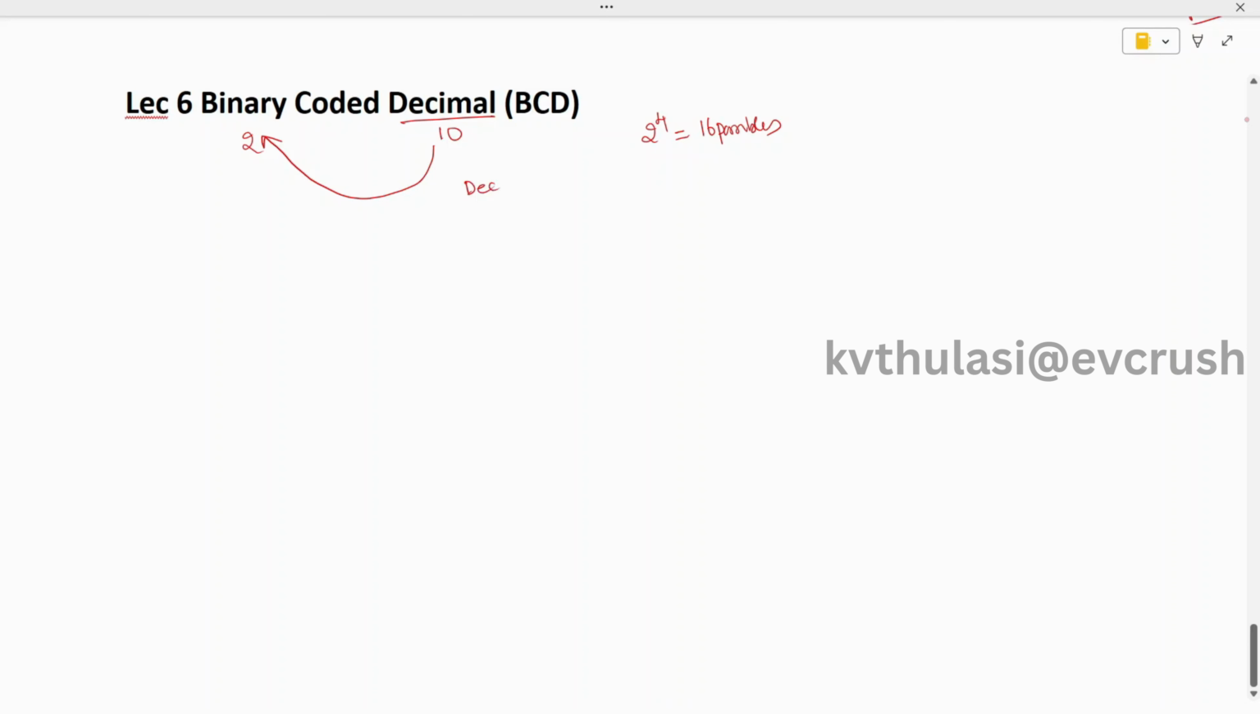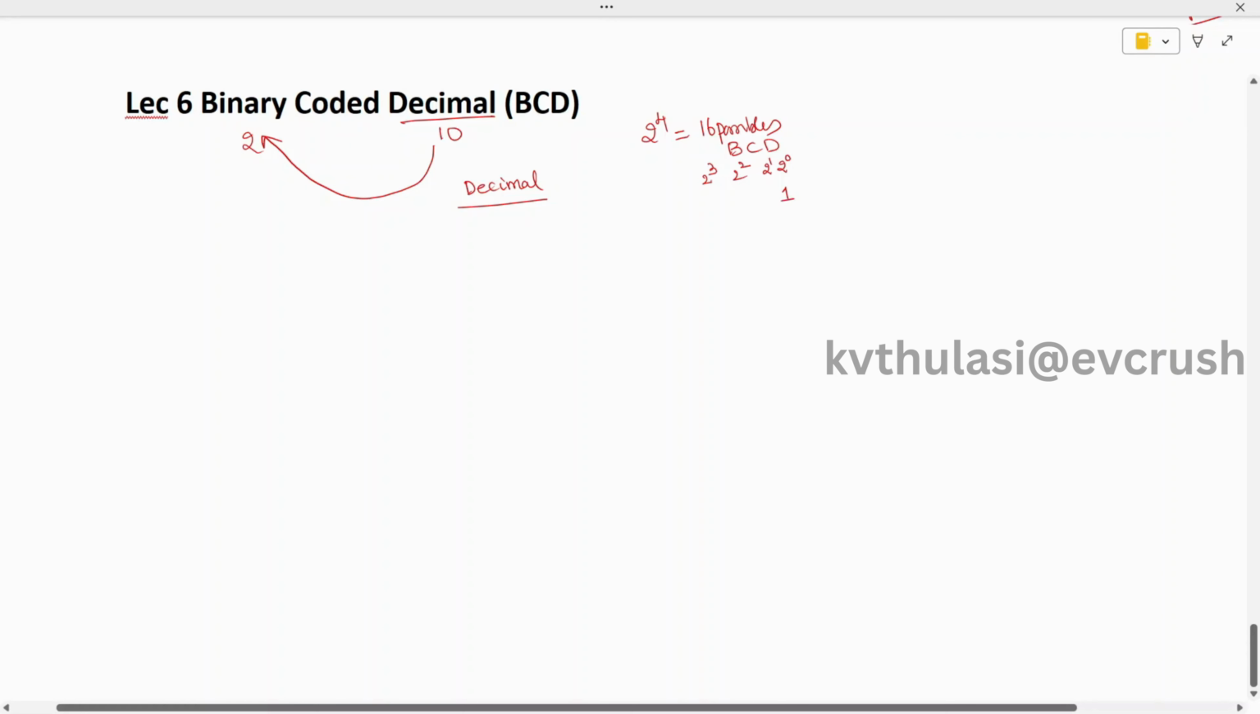At one side, let us write down the decimal numbers, and on the next side you are going to write down the BCD numbers, which is called binary coded decimal. So how to write BCD values is 2 to the power 0, 2 to the power 1, 2 to the power 2, as well as 2 to the power 3. So 2 to the power 0 is how much? 1. 2 to the power 1 is how much? 2. 2 to the power 2 is how much? 4. 2 to the power 3 is how much? 8.